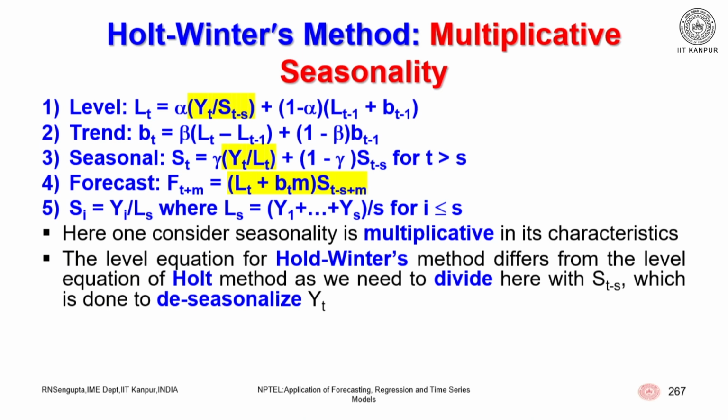When you get the slides, you can easily make out where the differences between the additive and multiplicative parts are. The second, trend, remains the same. Third, the seasonal concept, again highlighted: Yt by Lt, where there it is minus. The fourth part is forecasting, where there are three terms being added up: Lt plus Bt into m, multiplied by S t minus s plus m. That is why I wanted to highlight it.